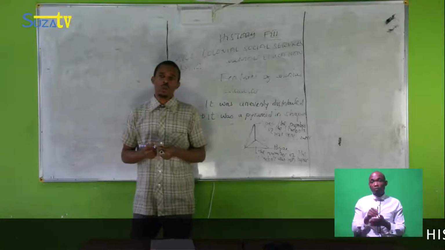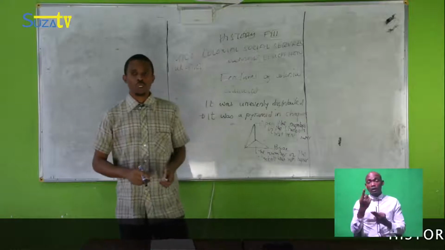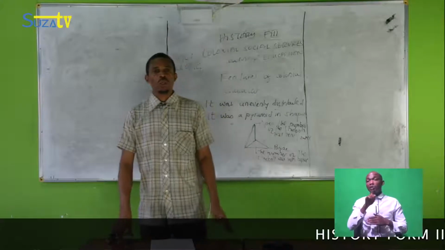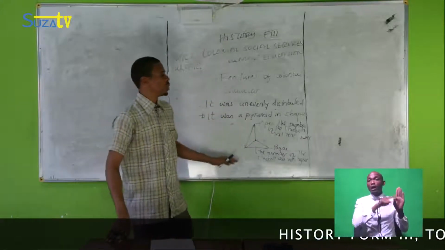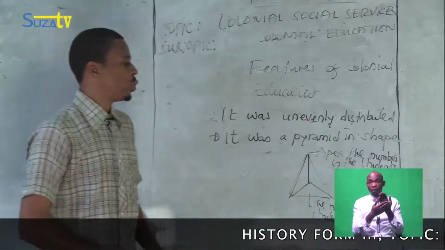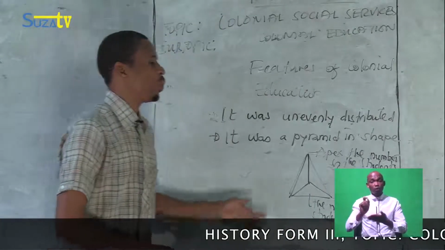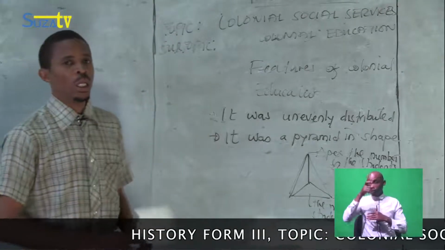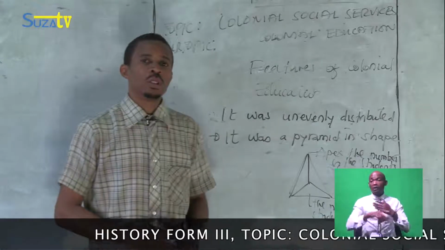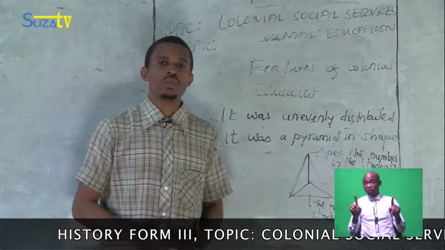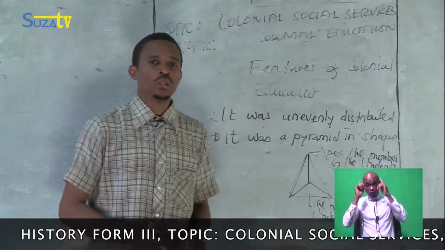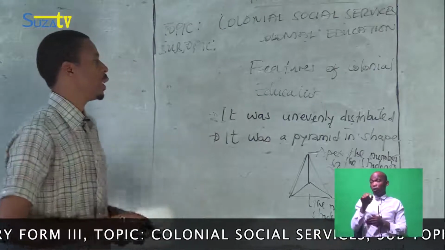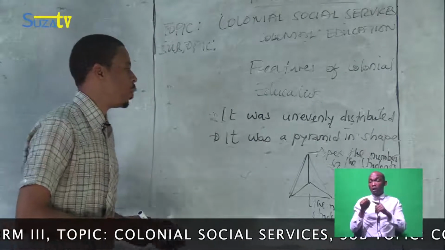This is also seen in our education system in Tanzania and other African countries. For example, in Tanzania, the number of students in primary schools is very high compared to secondary, and the number in secondary is different from colleges and from universities. So this is what we call a pyramid shape.